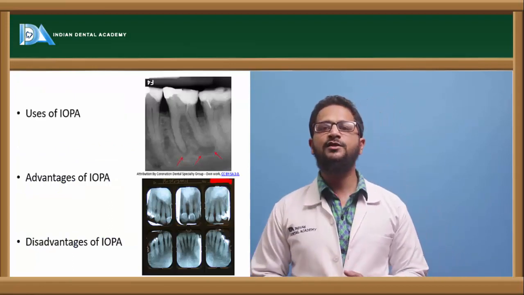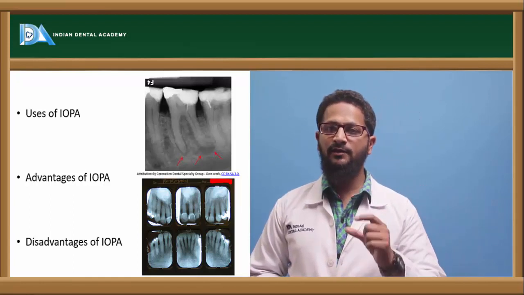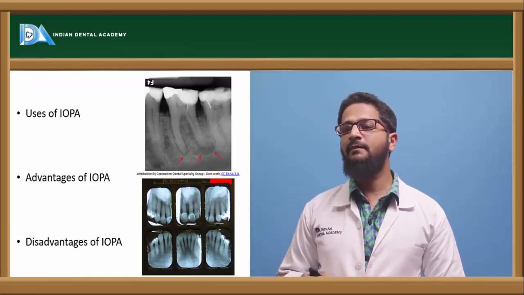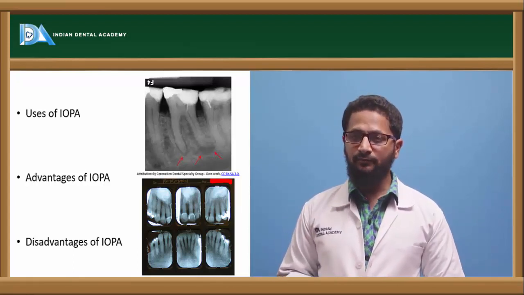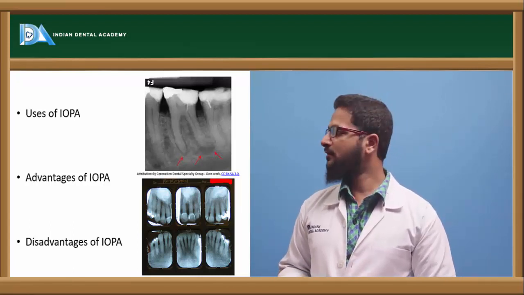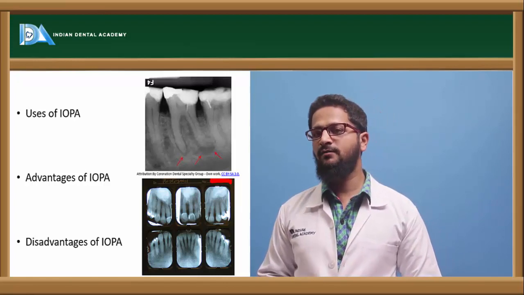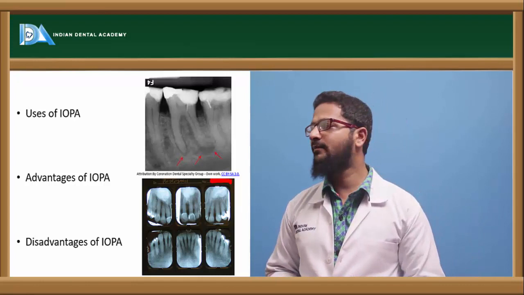There are a number of uses of this IOPA. First, it helps in evaluating the teeth, both crown as well as the root, in detail. Presence of any periapical pathology can be evaluated. Presence of any supernumerary teeth or any other abnormality of the root can be evaluated. Apart from this, we can even know whether there is any bony pathology present or any radiolucencies that can be evaluated.